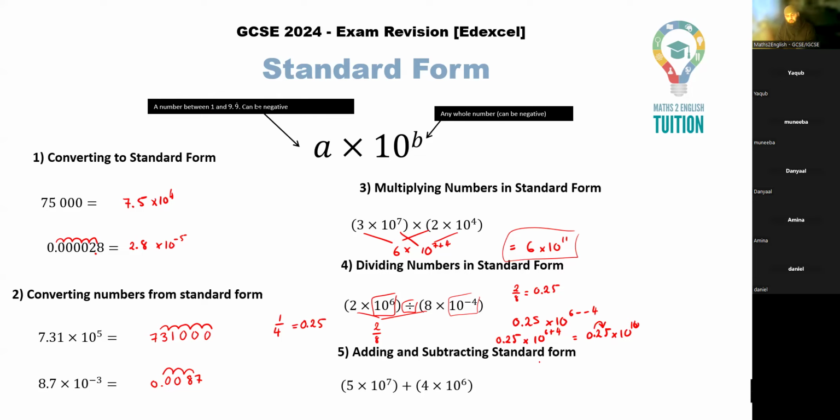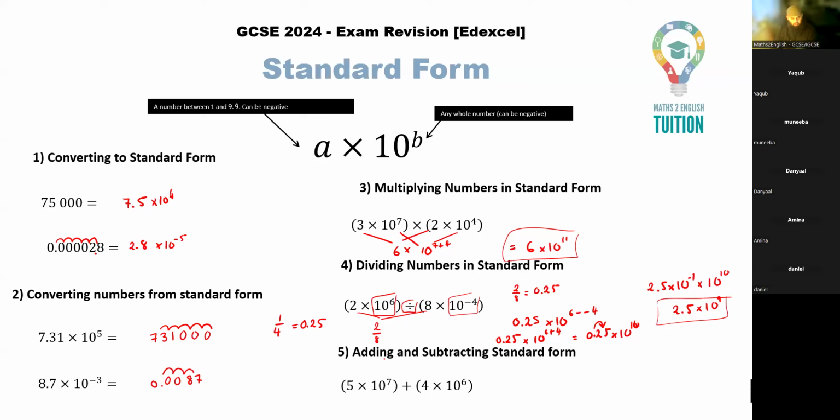I need to make it bigger. If I make it bigger, I'm going to have 2.5 times 10 to the power of minus 1 times 10 to the power of 10. Now minus 1 and 10 gives us a 9. So the final answer would be 2.5 times 10 to the power of 9. And that's the final answer. That's standard form doing these two.